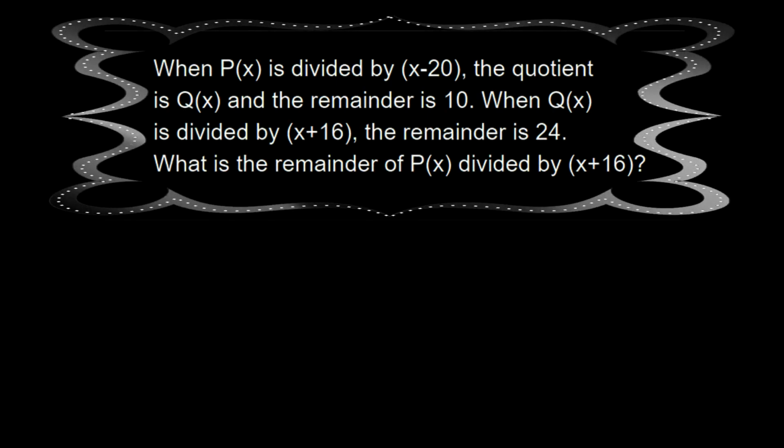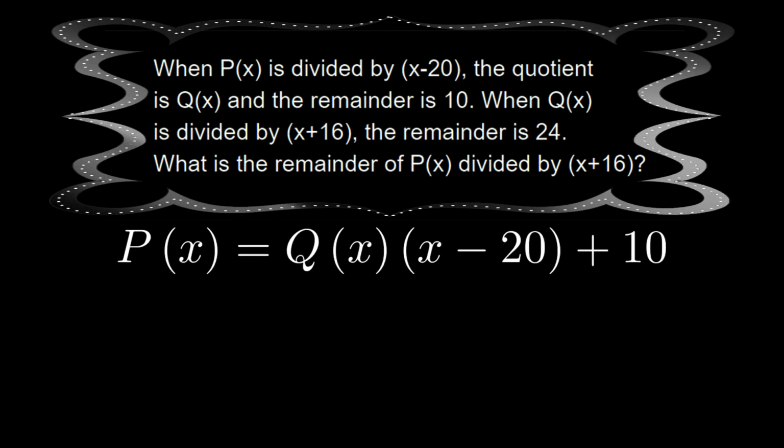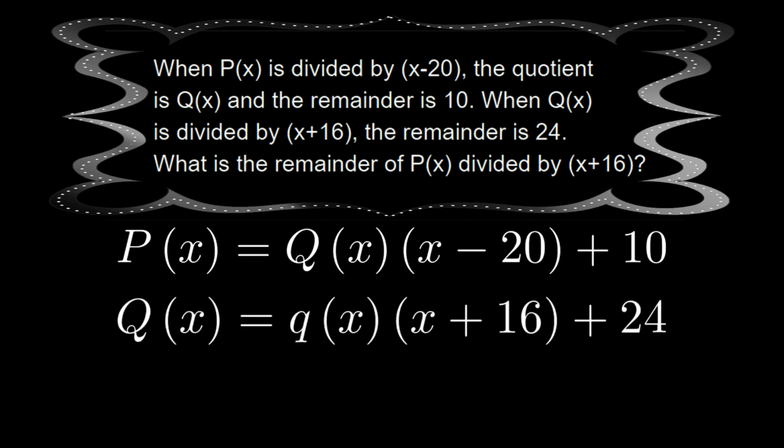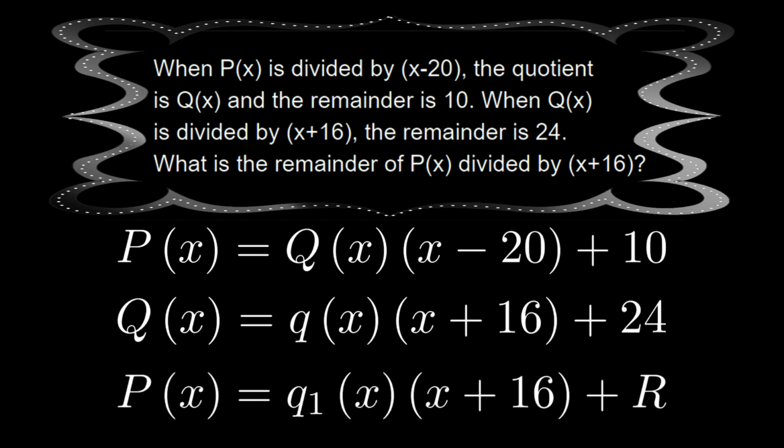In this question, we're given a quotient and a remainder, which should immediately inspire you to write p of x in this form. We're then told that q of x is divided by x plus 16 with a remainder of 24. Let's call its quotient little q. Then lastly, we have p of x divided by x plus 16. Let's call its quotient q1 and its remainder r.